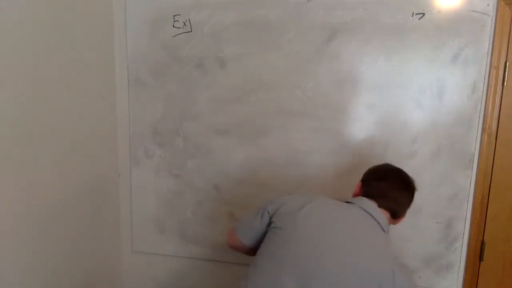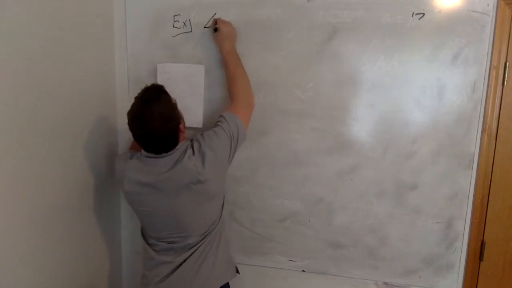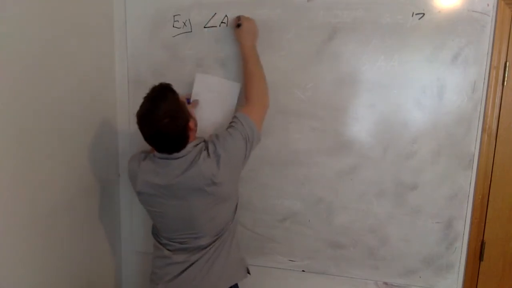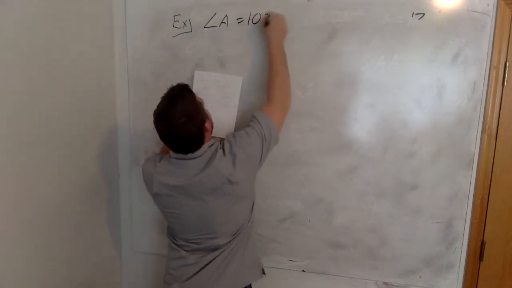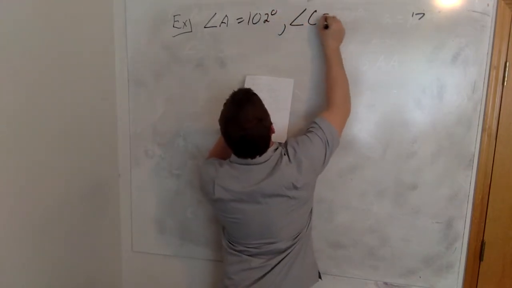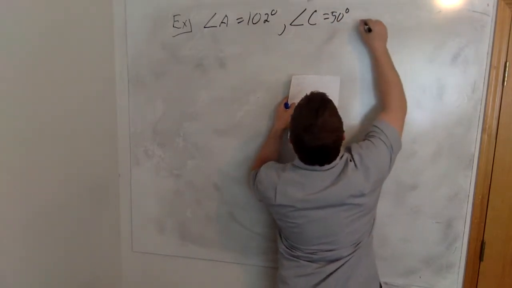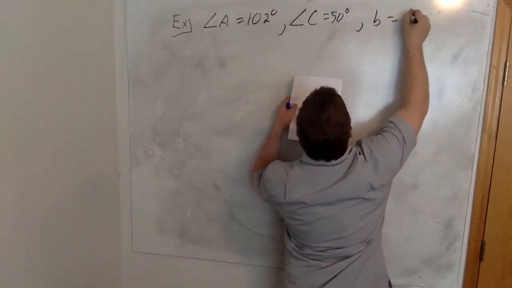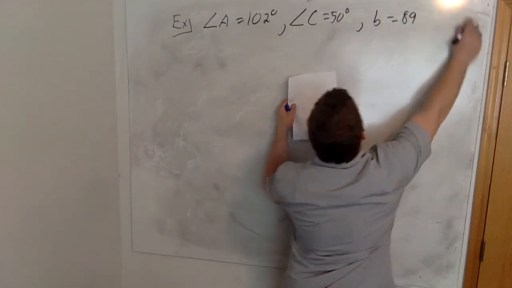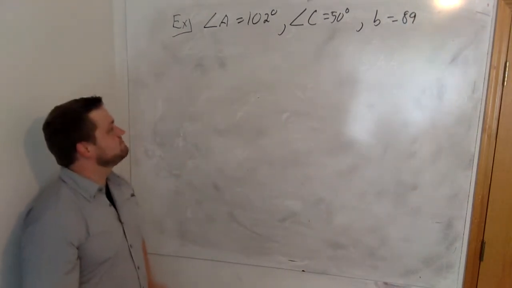Okay, let's say that we're told that angle A is 102 degrees. Let's say we're also told that angle C is 50 degrees. And let's say that we're told that length B is 89. Go ahead and pause the video and see if you can complete this triangle on your own.